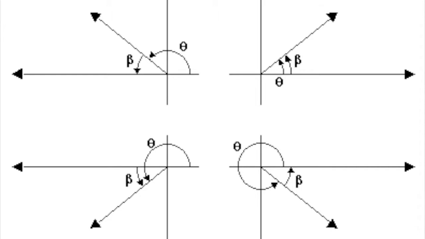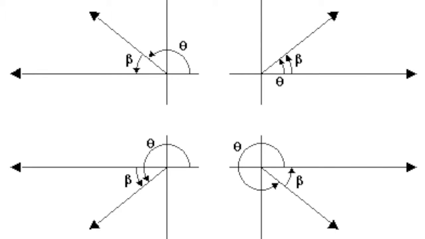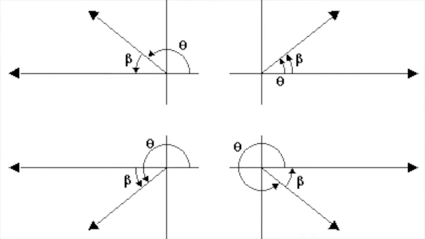I'll start with the dictionary definition of a reference angle. A reference angle is also known as theta prime. Theta prime is defined as the acute angle formed by the terminal side of theta and the horizontal axis. In this image, we will start by looking at the image on the top right.